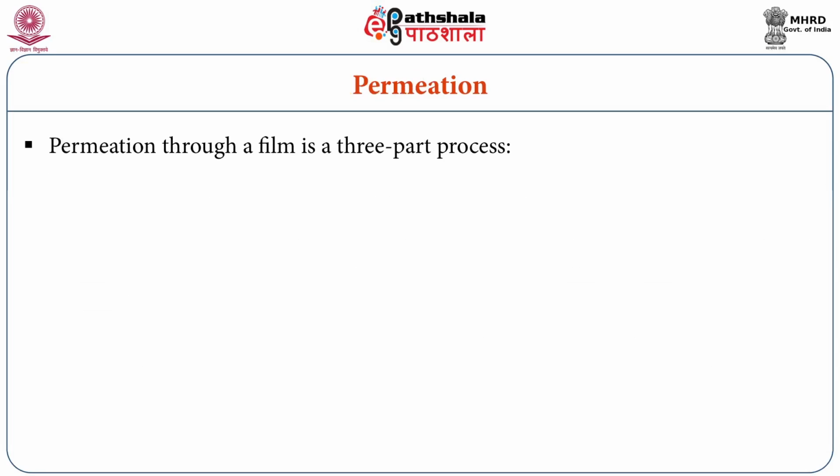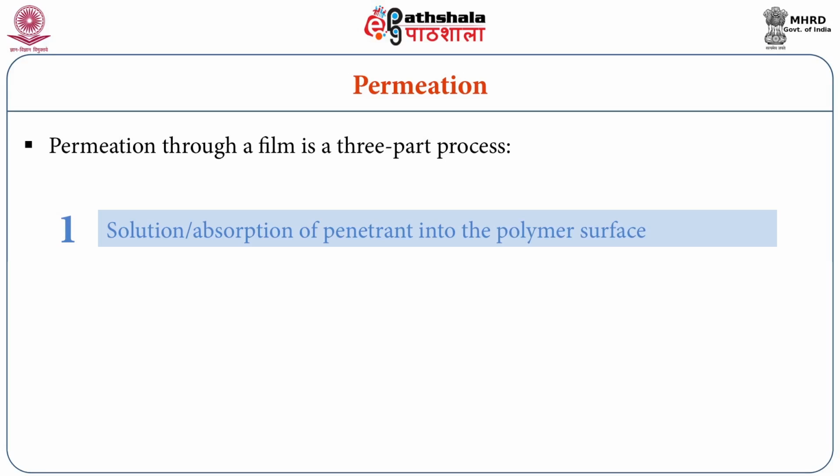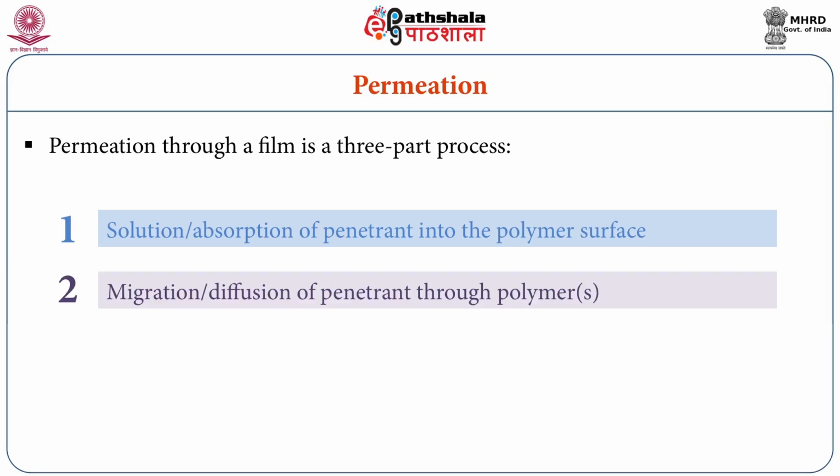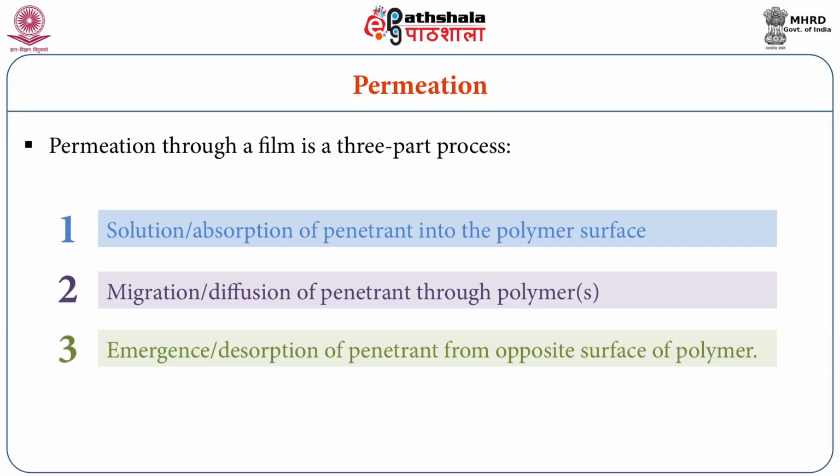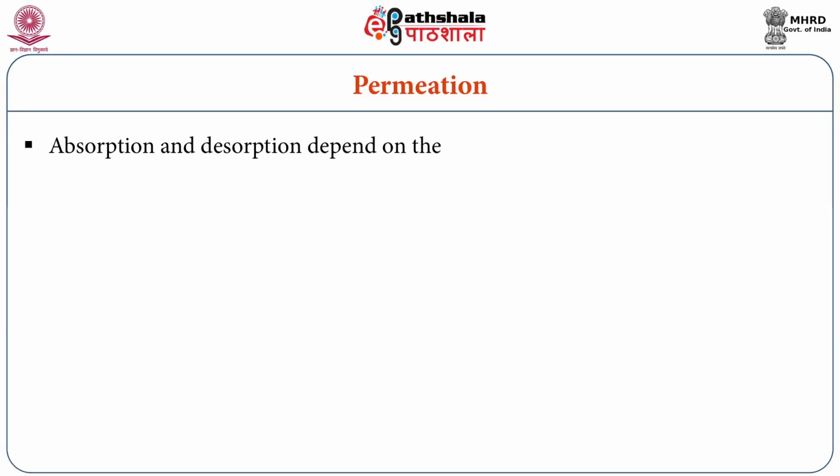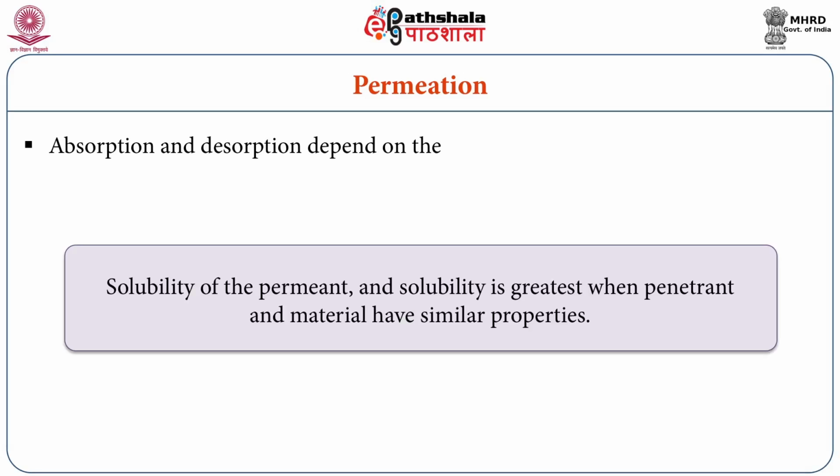So, starting with permeation. Permeation through a film is a three-part process. First one is solution or absorption of penetrant into the polymer surface, then migration or diffusion of penetrant through the polymer, and emergence, desorption of penetrant from the opposite surface of the polymer. Absorption and desorption depend on solubility of the permeant, and solubility is greatest when penetrant and material have similar properties.